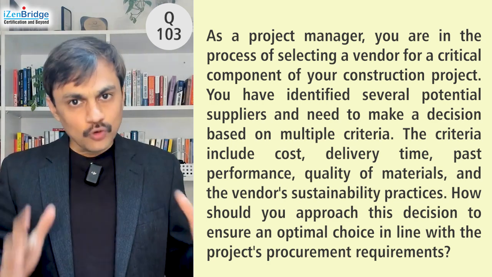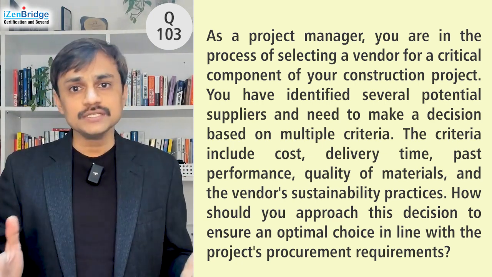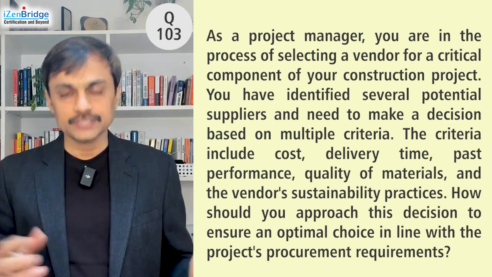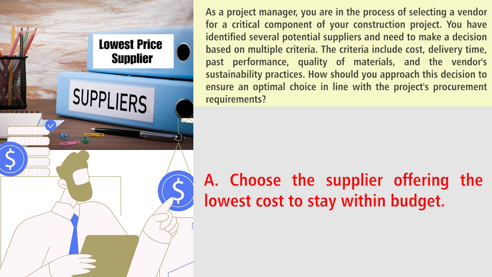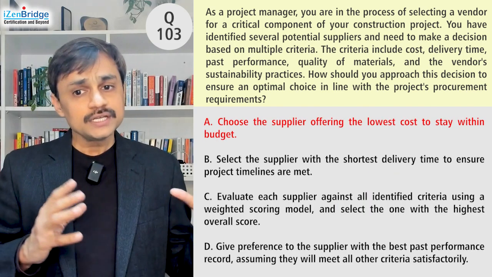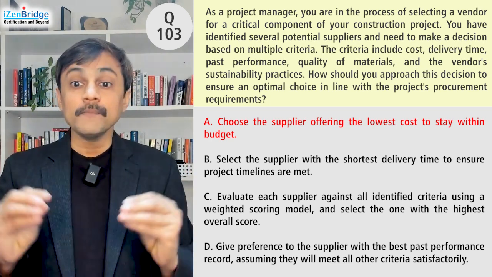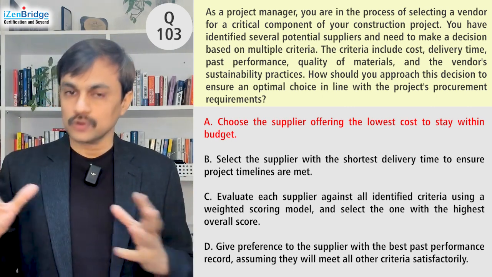So we are focusing on source selection. We have candidate vendors, and this question is asking how you can select out of many candidate suppliers. Let's see the options. Option A, choose the supplier offering the lowest cost to stay within budget. The question is clearly indicating that you need to select based on multiple criteria. It is nowhere saying to select based on cost.